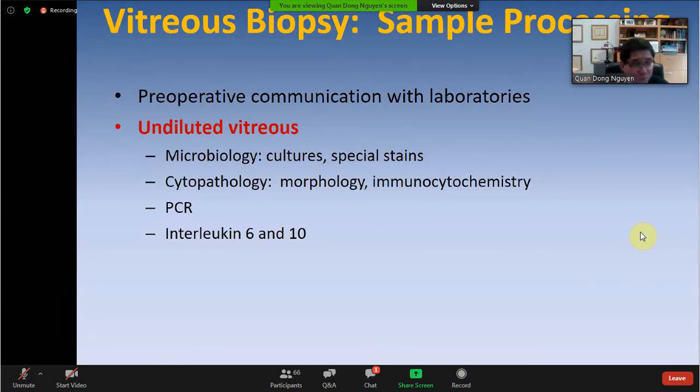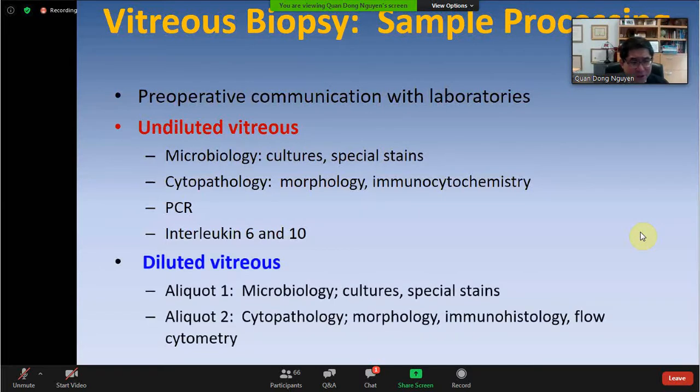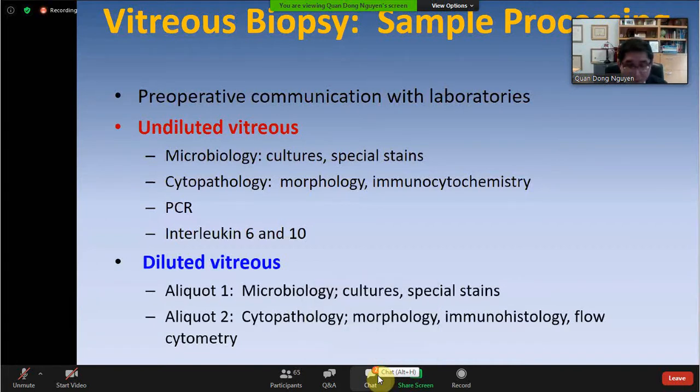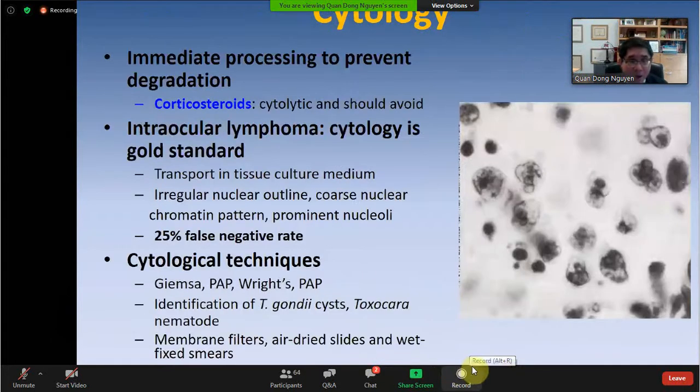And then the diluted vitreous also can go to microbiology, can go to immunohistology, for example. But we always send 2 specimens, at least the undiluted as well as the diluted. The cytology obviously is extremely important, and the reason is not only that you need to look at the cells carefully, but you need to understand when to deliver the specimen.